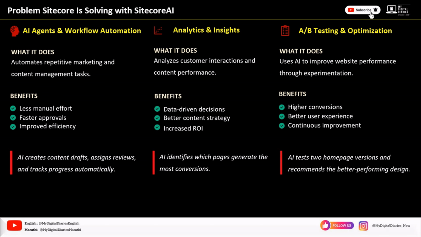Here is an example. AI tests two homepage versions and recommends the better-performing design. So instead of manually reviewing test results for weeks, you get a direct, data-backed recommendation.